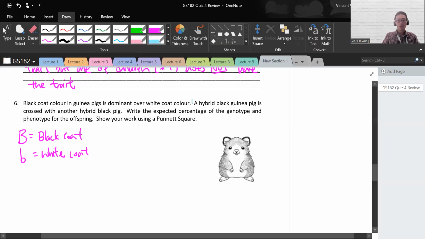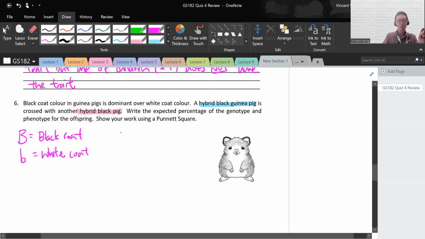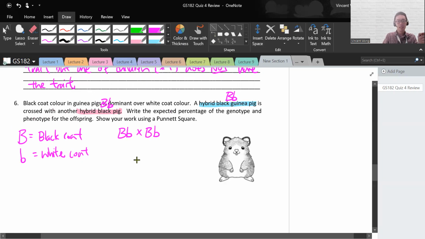And in this particular question, we have a hybrid black guinea pig, which is being crossed with another hybrid black guinea pig. Okay, which means the genotype of the parents are going to be big B, small b for both of them. So we're going to go big B, small b cross, big B, small b. We will set up our Punnett square.